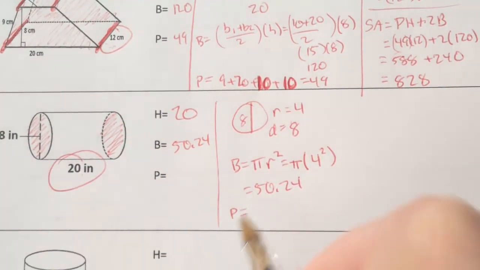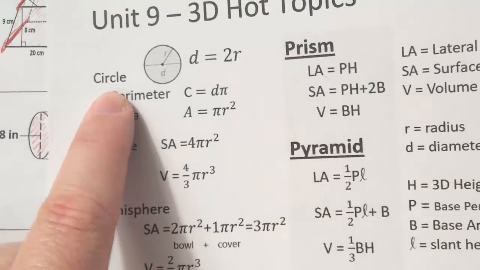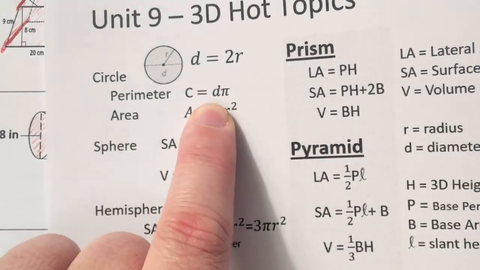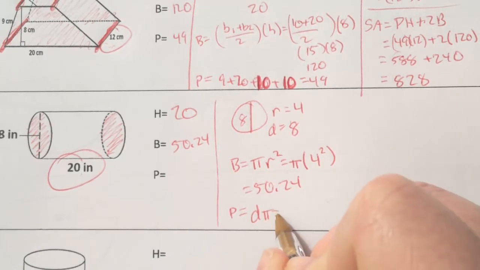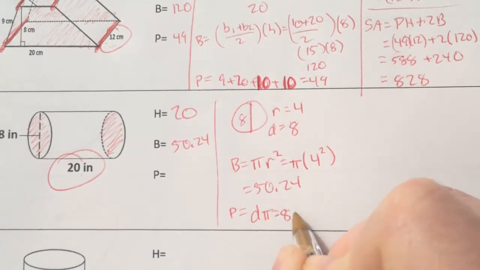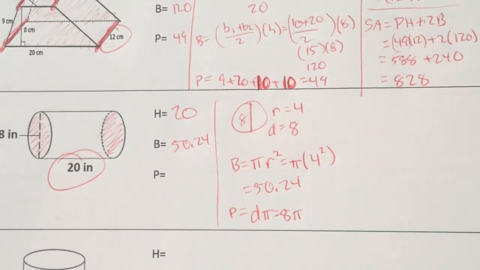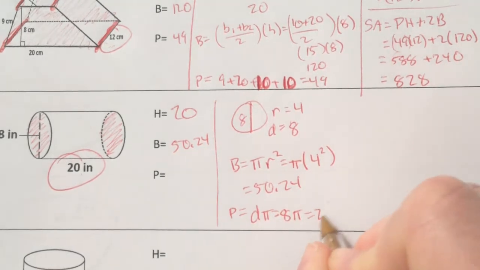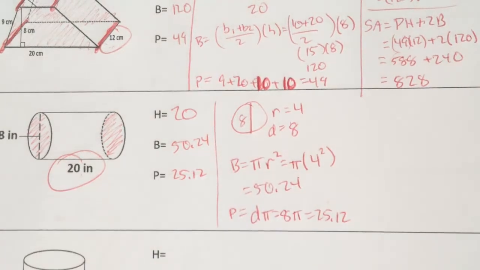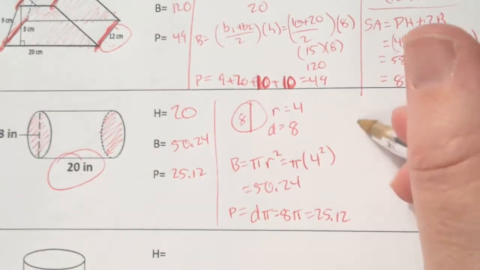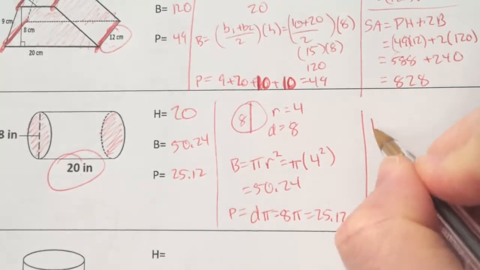And then the perimeter. Now, here's the thing. Perimeter of a circle is really the circumference. So d pi, so that would be 8 pi. Put that in the calculator, 8 times 3.14. You pop out with 25.12. Okay, so that's the first part. You want to make sure you get the H, the B, and the P, get that out of the way. Everything else falls into place.